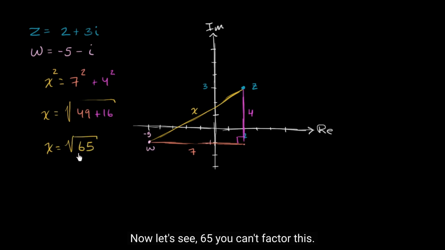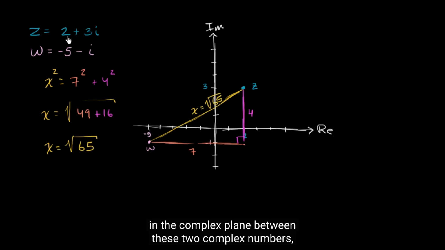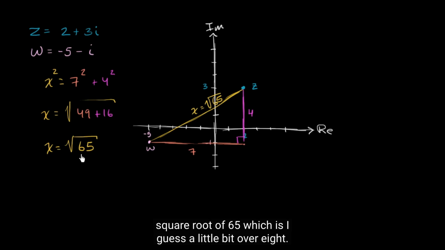And let's see, 65, you can't factor this. There's no factors that are perfect squares here. This is just 13 times 5, so we can just leave it like that. X is equal to the square root of 65. So the distance in the complex plane between these two complex numbers is the square root of 65, which is, I guess, a little bit over 8.